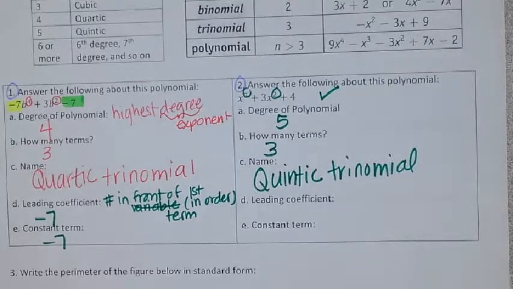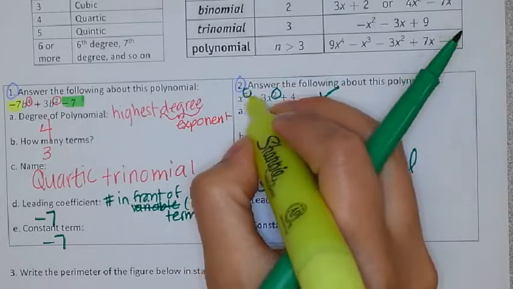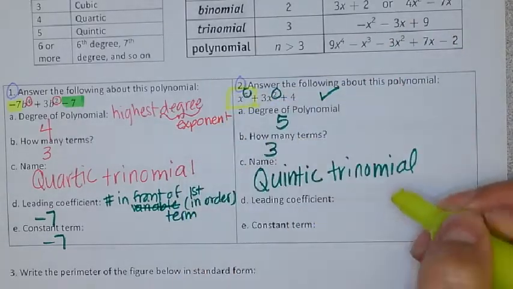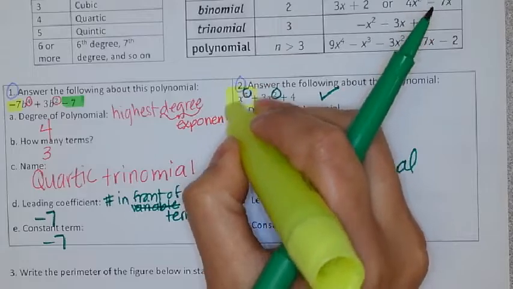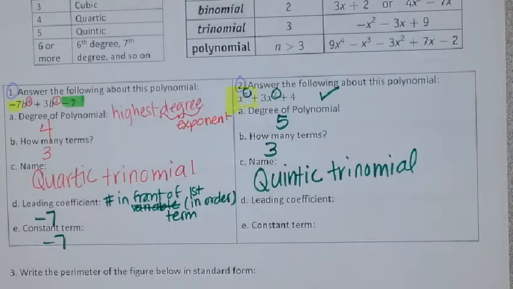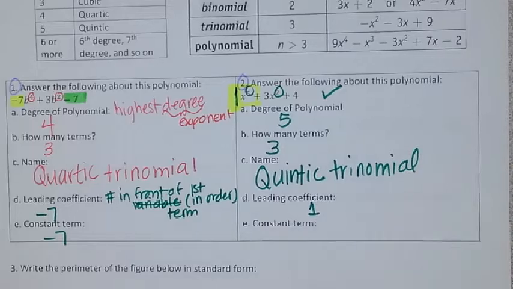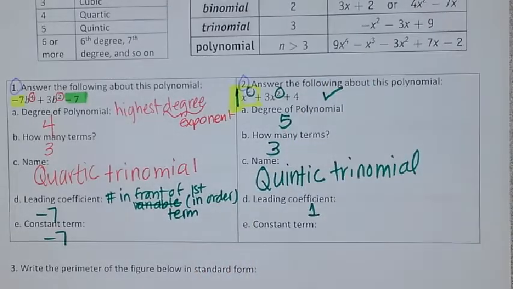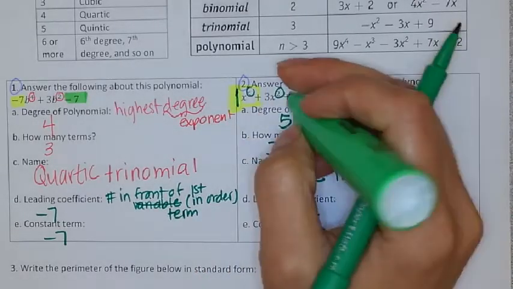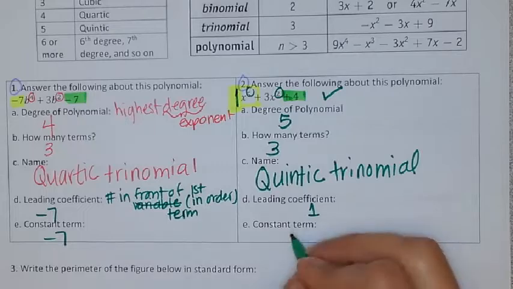Leading coefficient would be the number in front of that first term variable. So this is my first term right here. And the number in front of that first term, which should be there, but there's no number. So whenever there's no number, it's a 1. And the constant term is a term that does not have a variable, in this case positive 4.